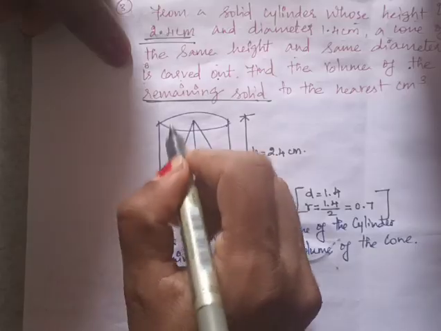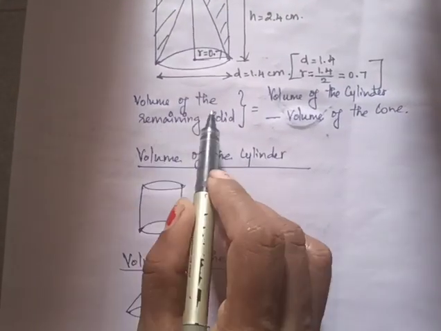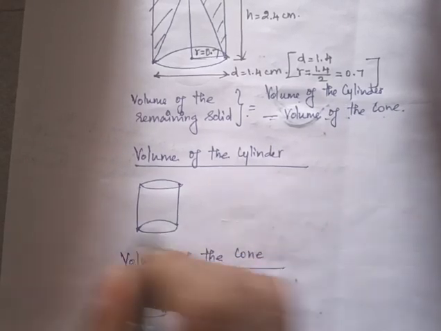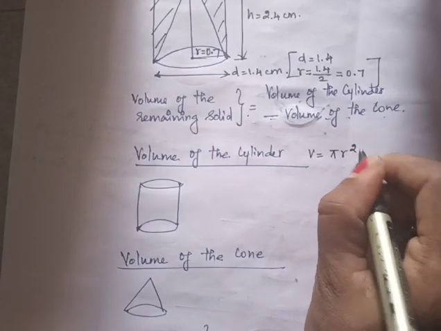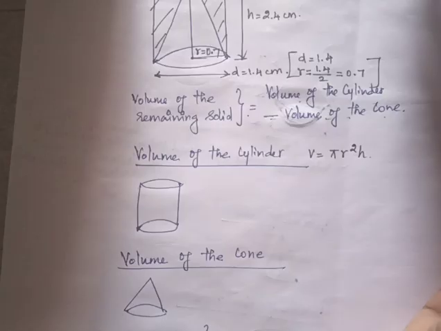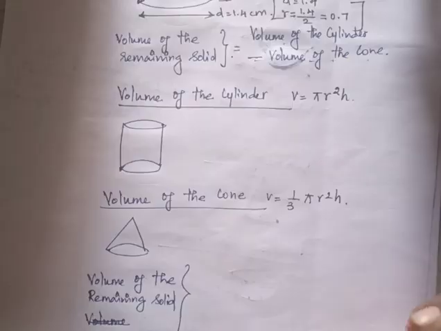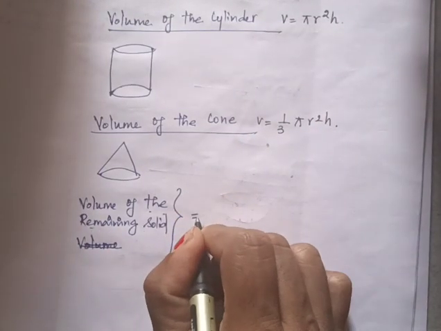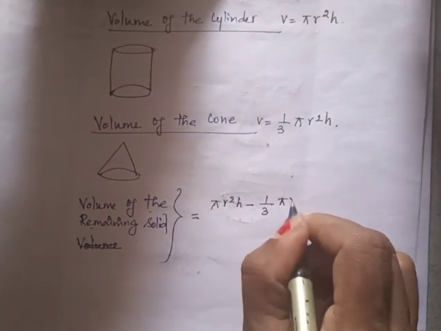Now we are finding the remaining part. Volume of the remaining part. Volume of the remaining solid is equal to volume of the cylinder minus volume of the cone. Volume of the cylinder formula V is equal to pi into R squared into H. Volume of the cone formula V is equal to 1 by 3 pi R squared into H.